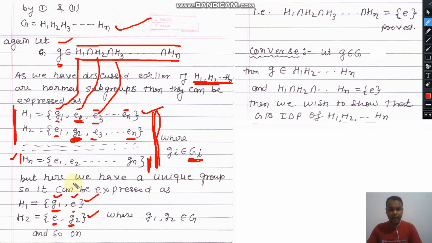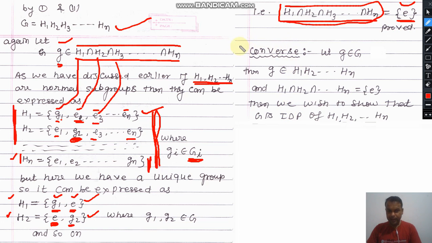Similarly we can write the n normal subgroups by taking n elements from the group G: H1, H2, H3 and so on. Here we notice that there is no common element except e. So if we take the intersection of these n normal subgroups, then we will find only a single common element, which is the identity. So this set is equivalent to another set having only a single identity element.